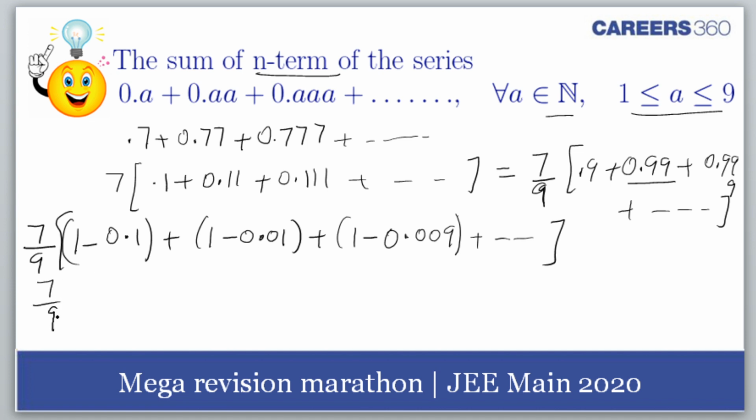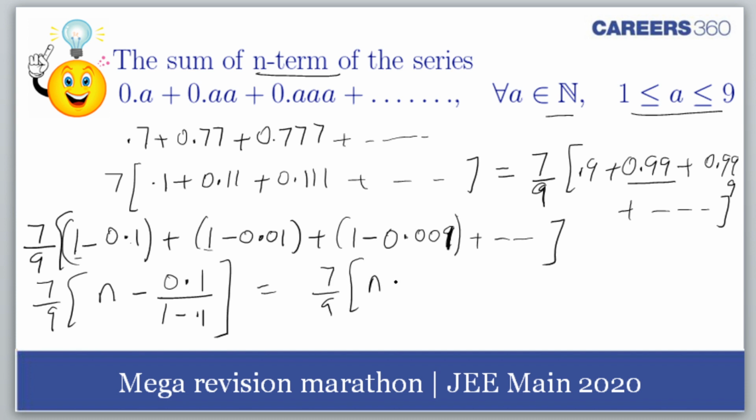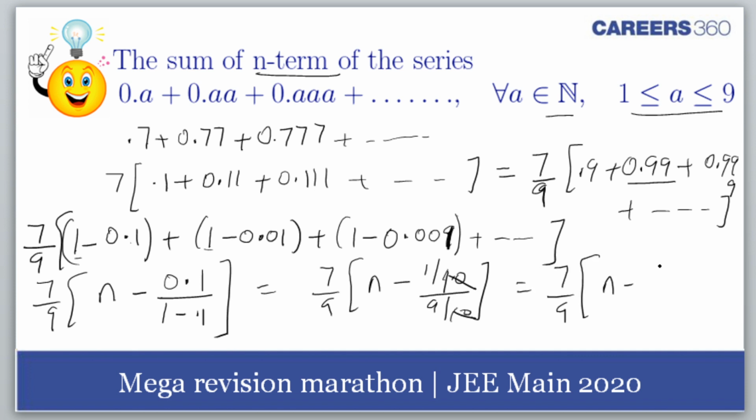So what do we get? We get 7 by 9. This 111 will add up to n, and 0.1, 0.01, 0.001, this will become an infinite GP. So the sum would be 0.1 upon 1 minus the common ratio. 0.01 upon 0.1 would be what? 0.1 only. So what do we get? We get 7 by 9 n minus 1 by 10, and this would be 9 by 10. 10 goes off, the 1 by 9. So 7 by 9 into n minus 1 by 9. This is what I'll get. Okay? Yes, students? Yes, Giridhar? 0.001, what you're writing? Okay. So this is solved.